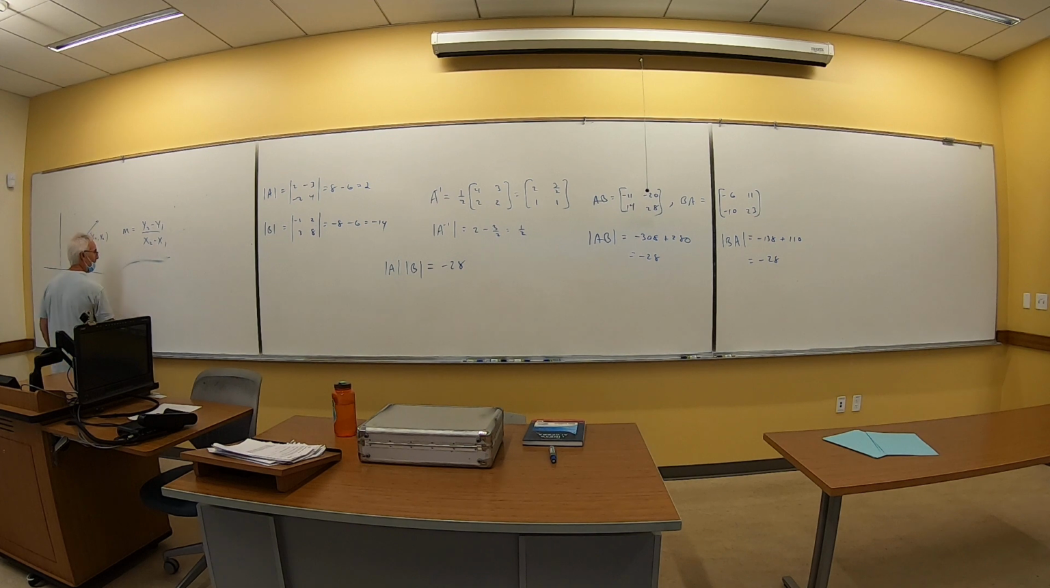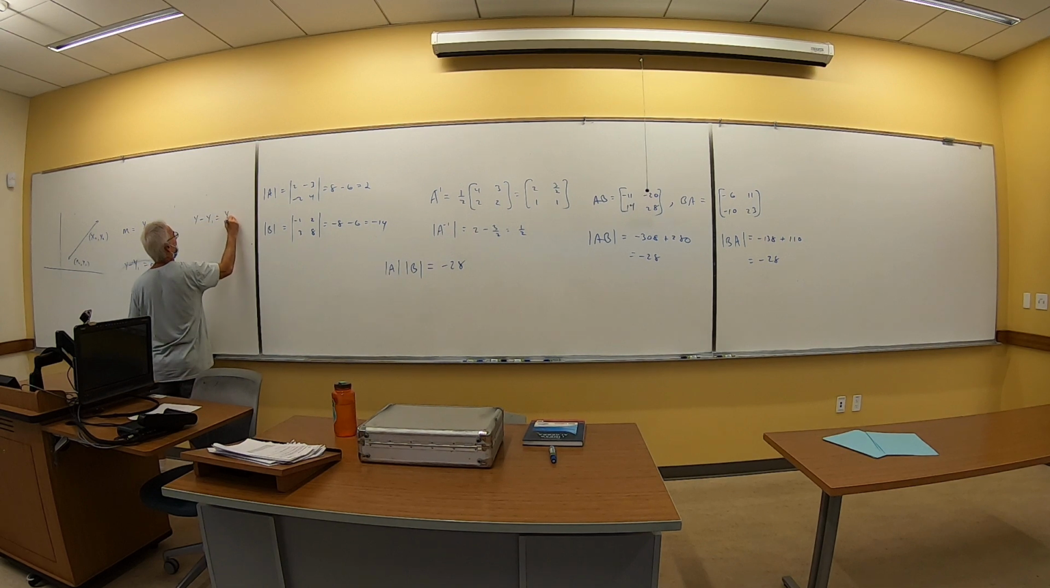Sorry, I've got it backwards. Y minus y1 is slope times x minus x1. We know that's the point slope formula. But I don't want to write it in that form. So I'm going to write it as y minus y1 equals this.